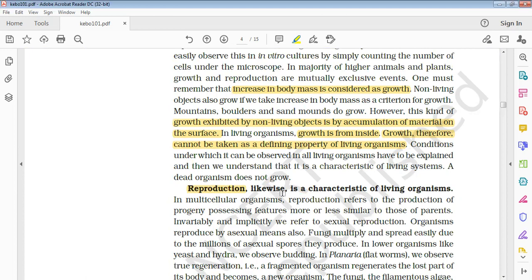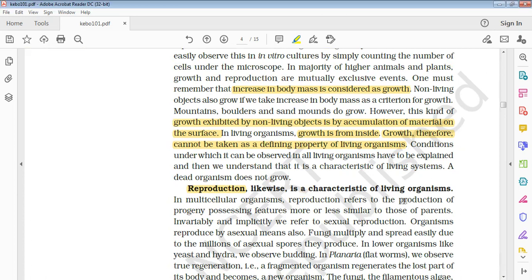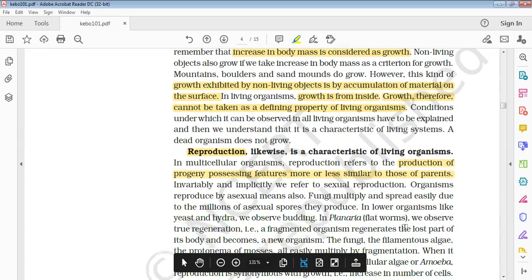So what is reproduction in the case of multicellular organisms? In multicellular organisms, reproduction refers to the production of progeny possessing features more or less similar to those of parents. So what do you mean by progeny? Progeny are the daughter cells or the next generation of organisms created by the parent.